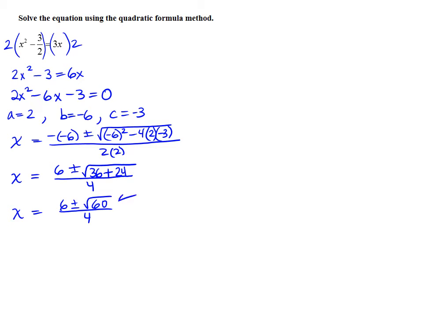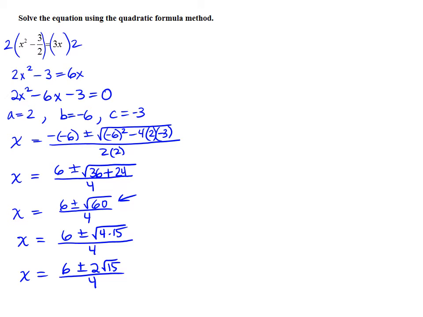Now the square root of 60 is not a perfect square, but it does have a factor that's a perfect square. I can rewrite the square root of 60 as the square root of 4 times 15. Now that square root of 4 will simplify as 2. So I get 6 plus or minus 2 times the square root of 15 over 4.